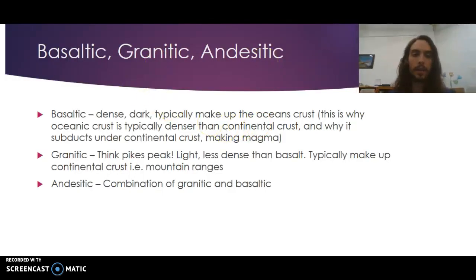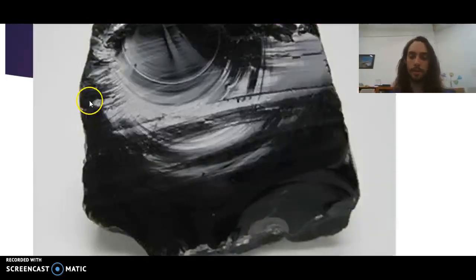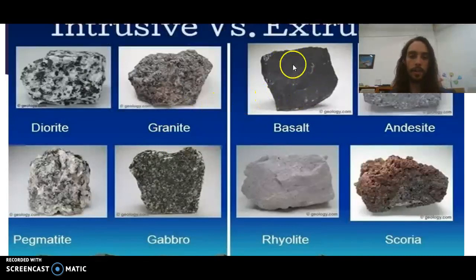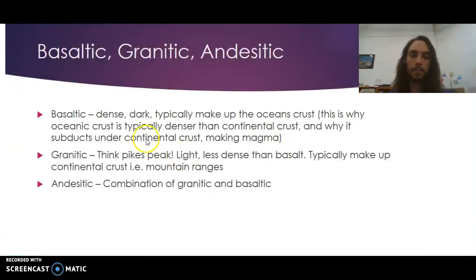Okay, so let's talk about basaltic, granitic, and andesitic. So basaltic rocks, right here is basalt, and right here is granite, okay? So basaltic rocks are dense, they're dark, they typically make up the ocean's crust. Most of the ocean's crust is basalt. And so this is why oceanic crust is typically denser than continental crust, because it's made up of basalt, which is denser than granite. So that's why the oceanic crust also usually subducts under continental crust and makes magma and forms volcanoes and all sorts of stuff like that.